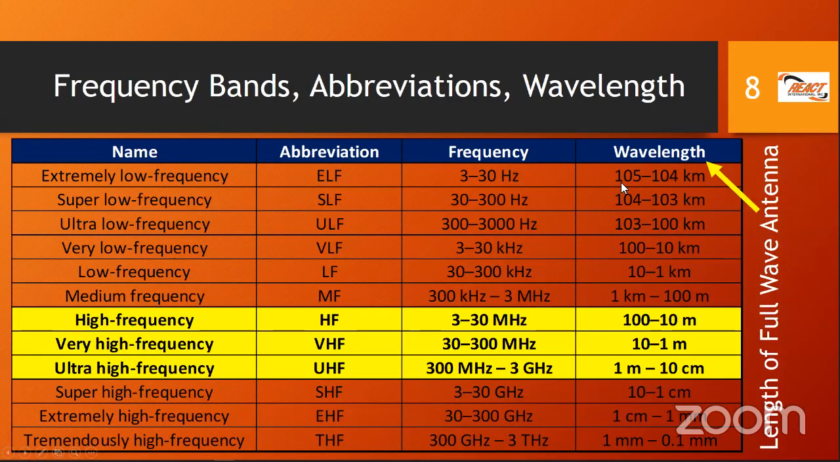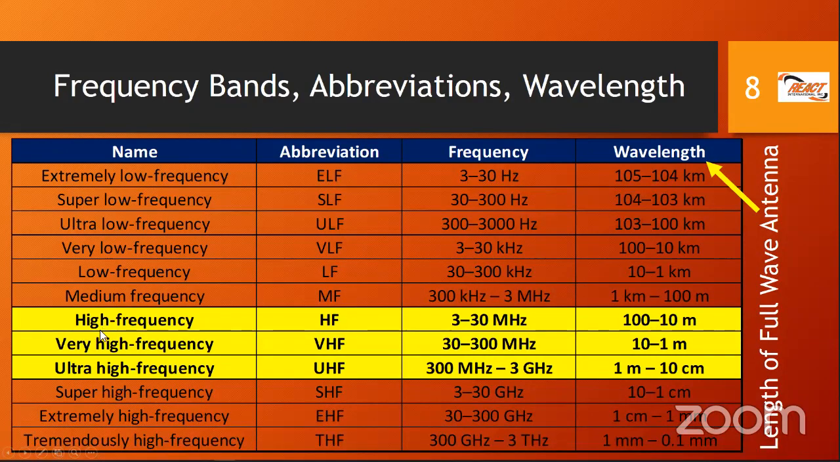So the lower the frequency, notice how long the antenna is. If you have something operating in extremely low frequency, look how long this antenna is. Imagine 100 and something kilometers. Can you imagine an antenna that long? Or even, let's say, medium frequency, 300 kilohertz to 3 megahertz, 1 kilometer to 100 meters. So those are very long antennas.